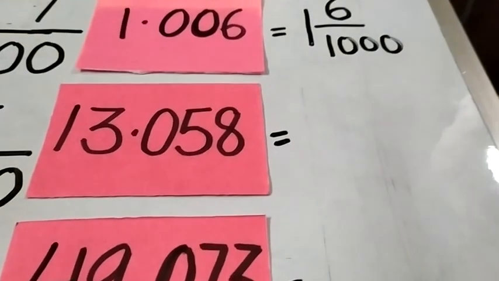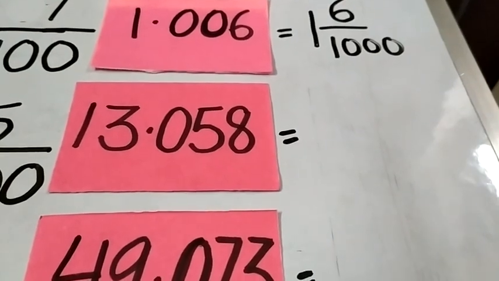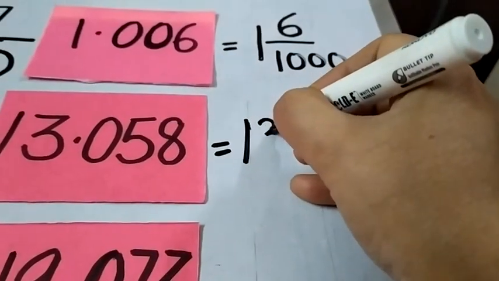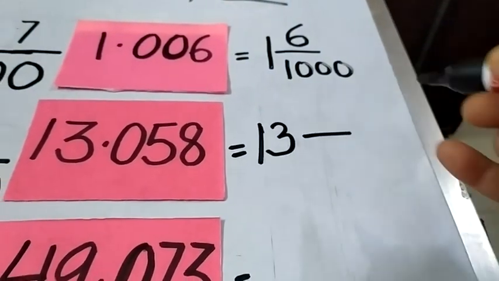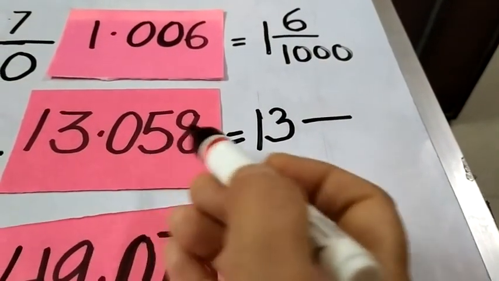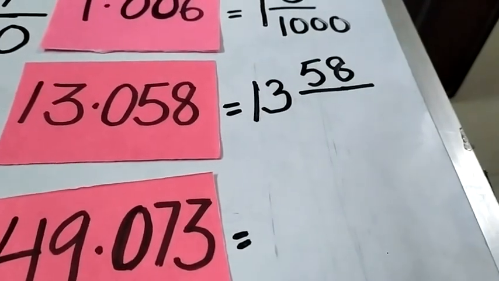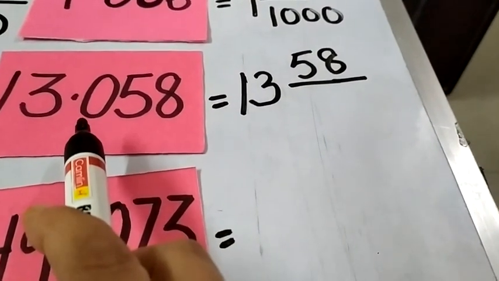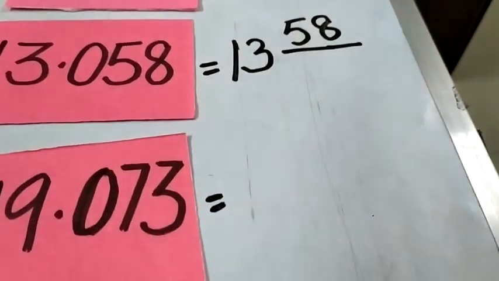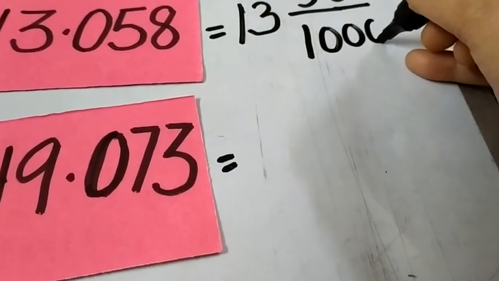Okay. My next example is 13.058. So what is the whole number? First we will write the whole number, which is 13. Decimal means start writing fraction. So there is a 0 in the beginning, so we will skip it. We will simply write 5 and 8. So 58. And let's read the name of the places. 10th place, 100th place, 1000th place. So 1000 is the last place, so I'll write 1000 here as denominator.